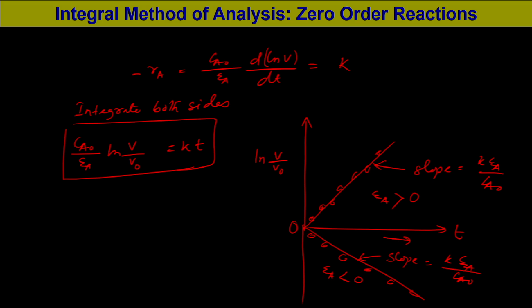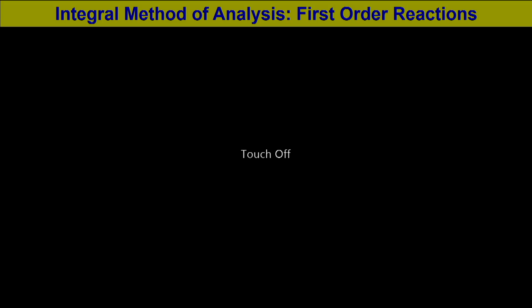So, in this way we can test the zero order reactions by integral method of analysis for the varying volume systems. Now, let us consider the first order reactions. For first order reactions, let us consider unimolecular type of reactions, and as we have considered in case of the constant volume systems, it would be similar.